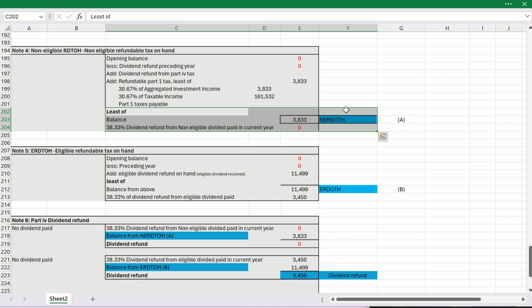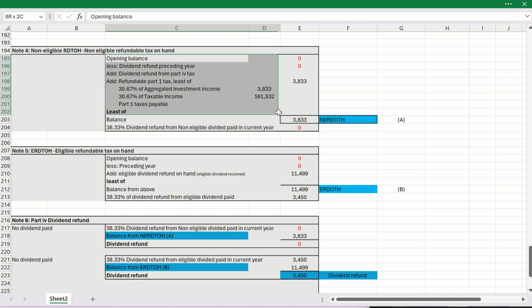You see the shaded area over here on the screen? You can see we take the balance of this calculation over here, the balance from this, less whichever is the least of, okay? So then we say, okay, well, did we receive, did we pay any dividend?